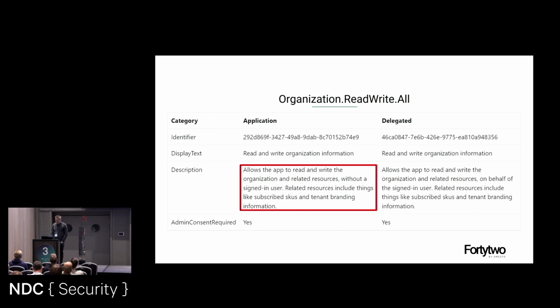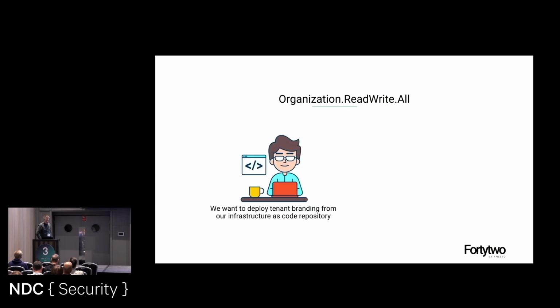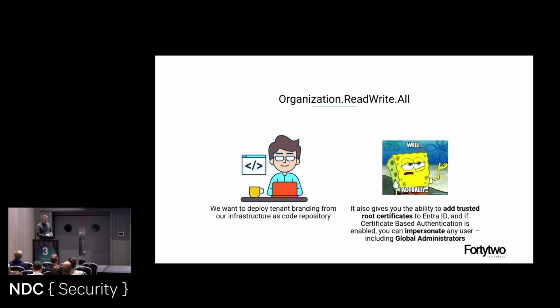And something to do with subscribed SKUs and tenant branding. Awesome. So we want to deploy tenant branding from our infrastructure as code repository. That's what we want. The problem is that permission also gives you the ability to add a trusted root certificate to Entra, and if certificate-based authentication is enabled, you can impersonate any user in the tenant. So it comes with a few surprises that can be worth noting.